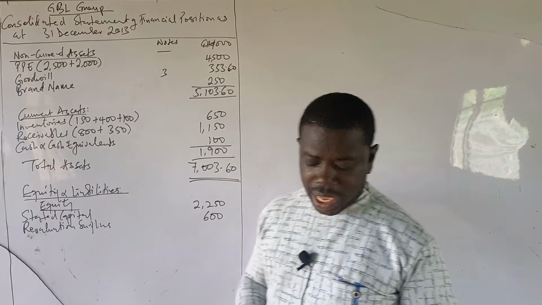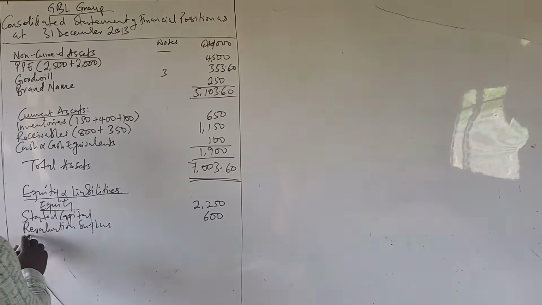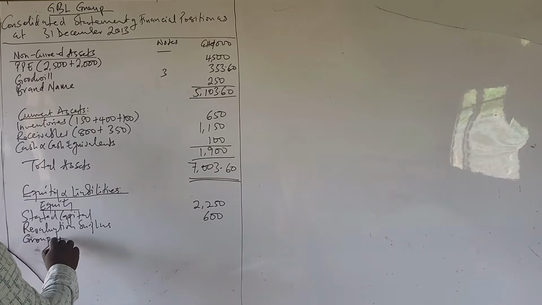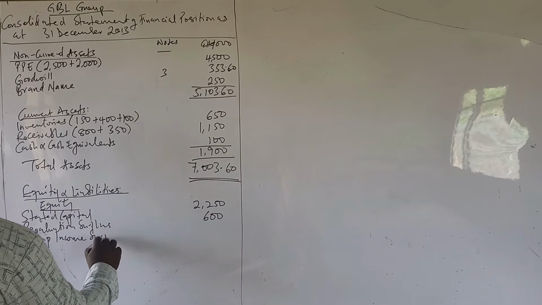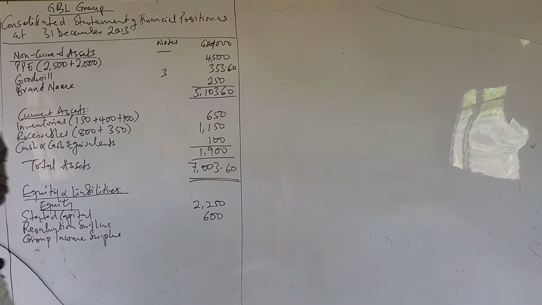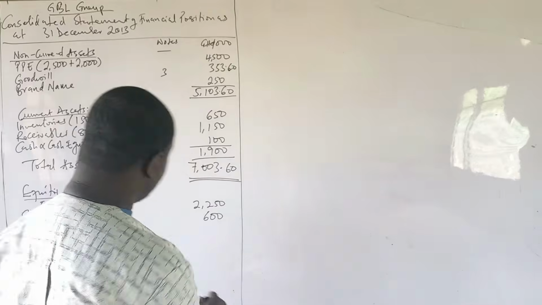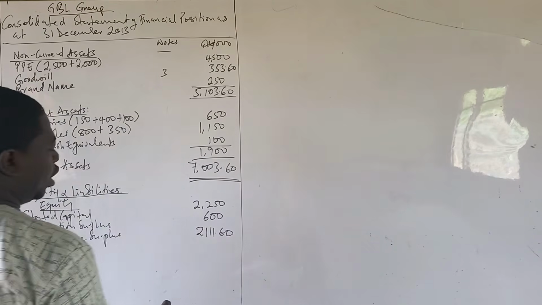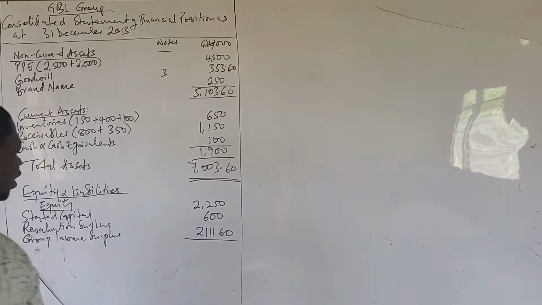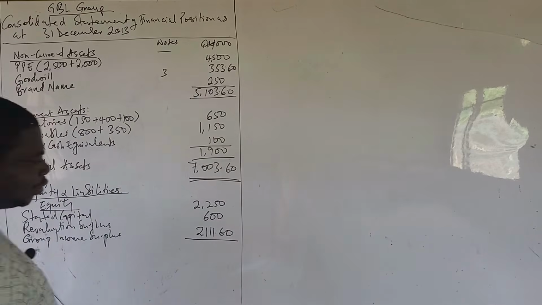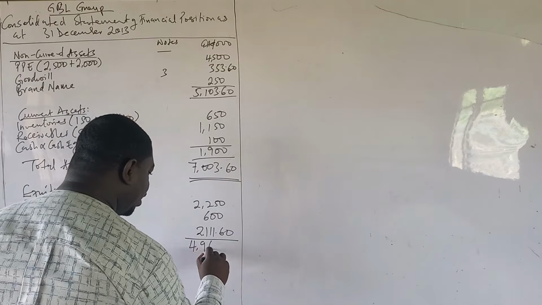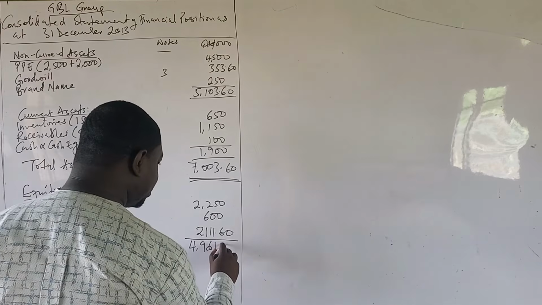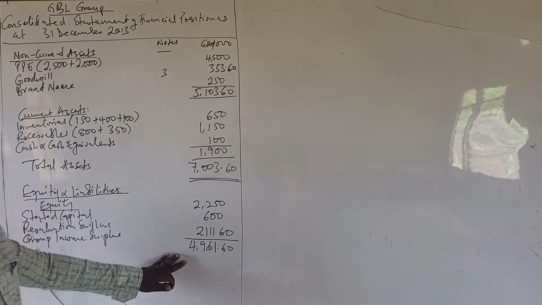So we do this. And then we can add the consolidated retained earnings or the group income surplus, because that is part of equity. And the group income surplus per the working we did was 2,111.60. And so when we add, it's going to give us the value of equity to be 4,961.60. So this is the value of equity.